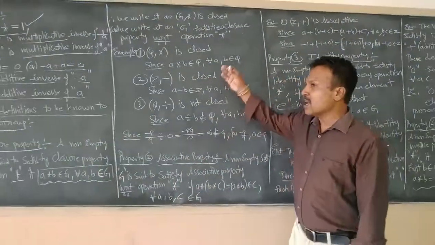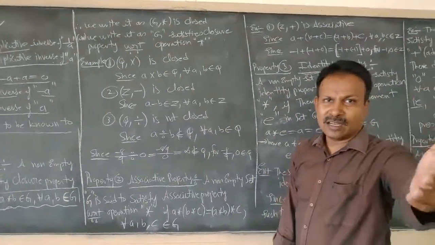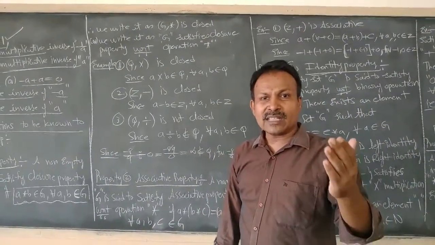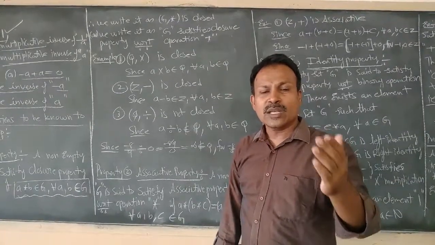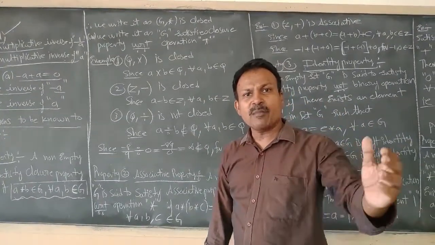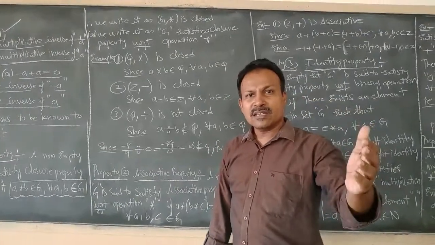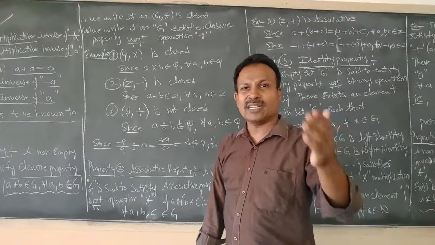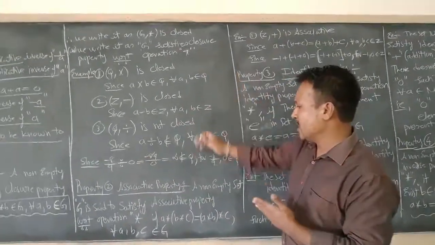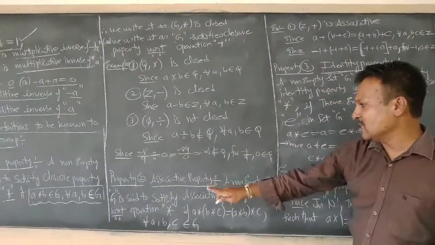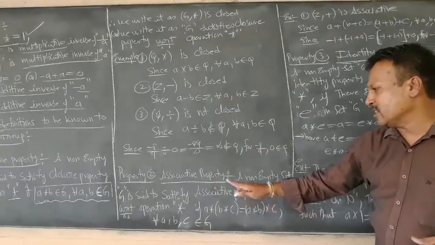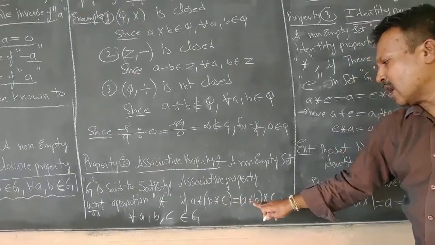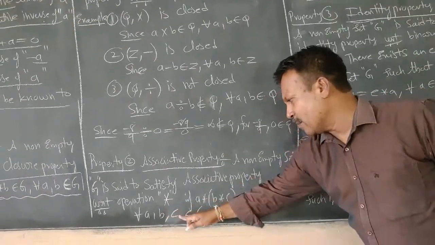Right. The next property is associative property. I teach this in my own words. If G satisfies the property A star (B star C) is equal to (A star B) star C for every A, B, C belonging to G, then G satisfies associative property with respect to operation star. Or if we go for the definition, a non-empty set G is said to satisfy associative property with respect to operation star if A star (B star C) is equal to (A star B) star C for every A, B, C belonging to G.